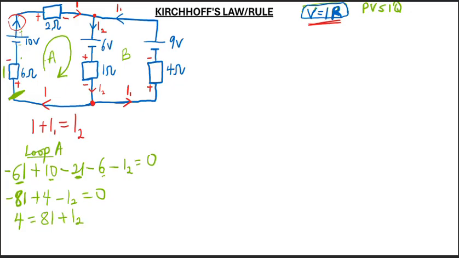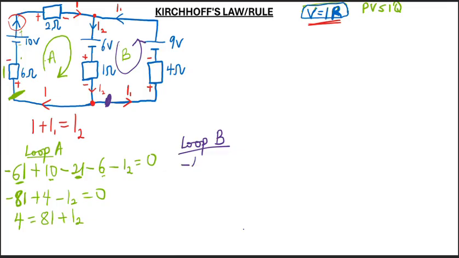Now let's check loop B. For loop B, I can decide to go anti-clockwise. It's any way you wish to go. You can go clockwise, you can go anti-clockwise. Just know that the direction you choose is the direction you keep moving. Now I'm going to start from here. So I'm going anti-clockwise, which means I'm going like this. So I'm moving from positive to negative.